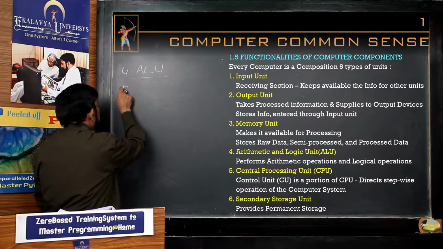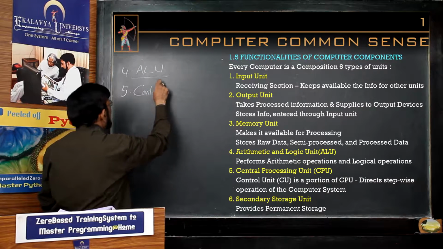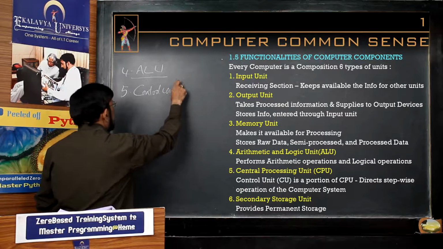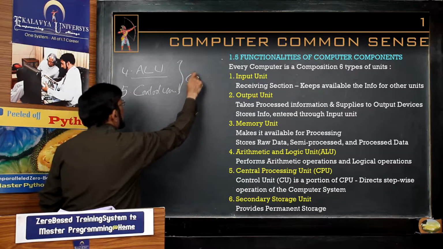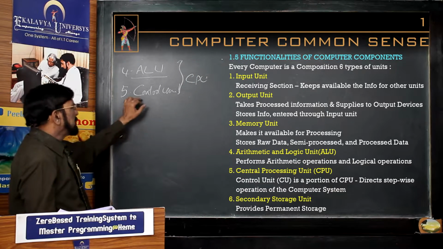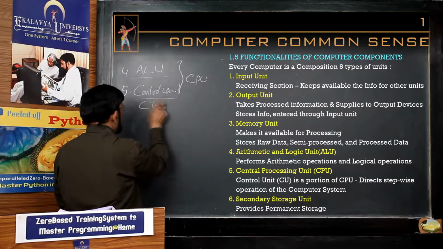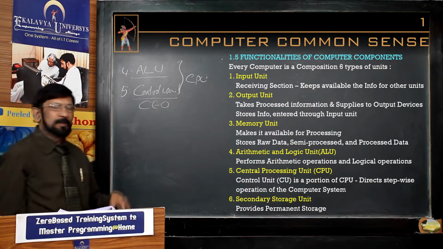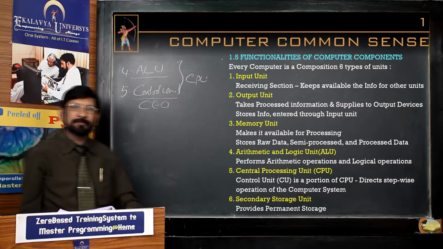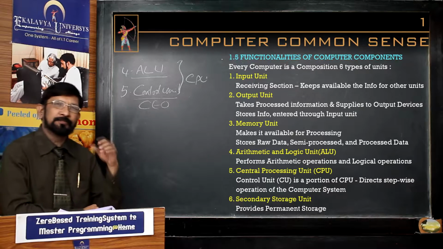What is the fifth one? CU, that is control unit. So once again I am telling you, these both together are called CPU, central processing unit. Its functionality is different. What is this? This is like a CEO of the computer system, Chief Executive Officer. It controls the entire operation of the computer system.